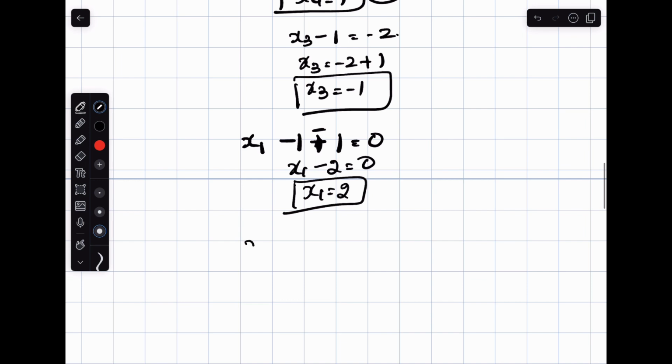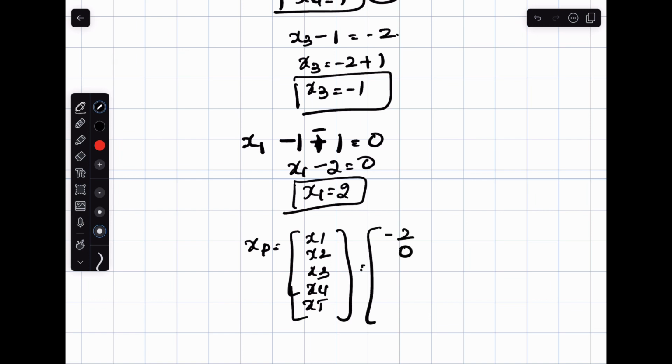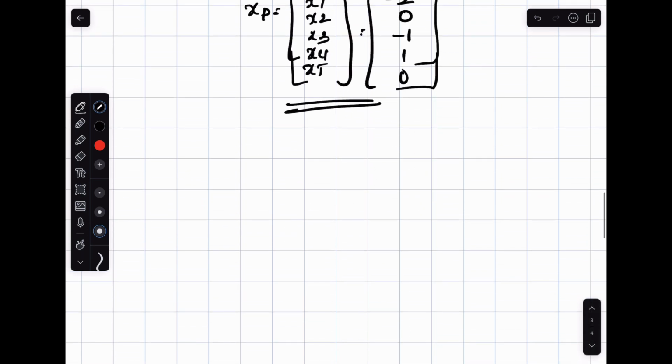Now we have all the values, right? x1, x2, x3, x4, x5. So we will write that. So what is a particular solution? x1 is 2, x2 is 0, x3 is minus 1, x4 is 1, x5 is 0. Now we are done with the particular solution.